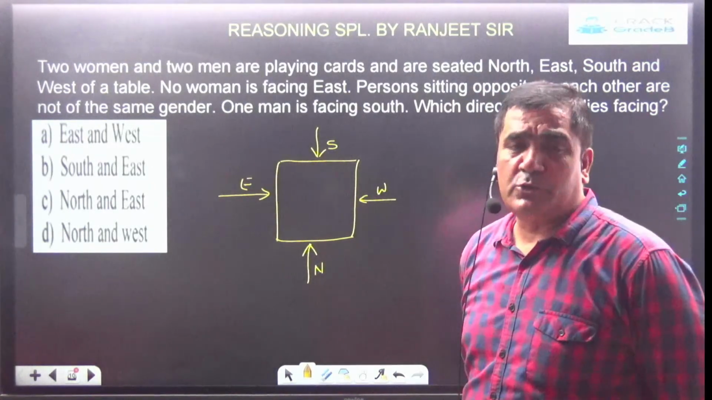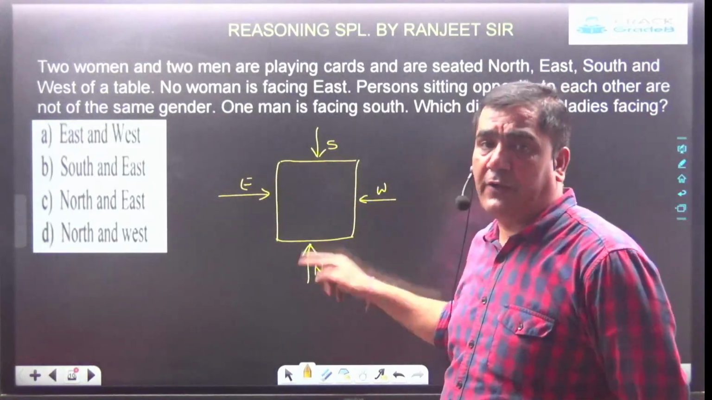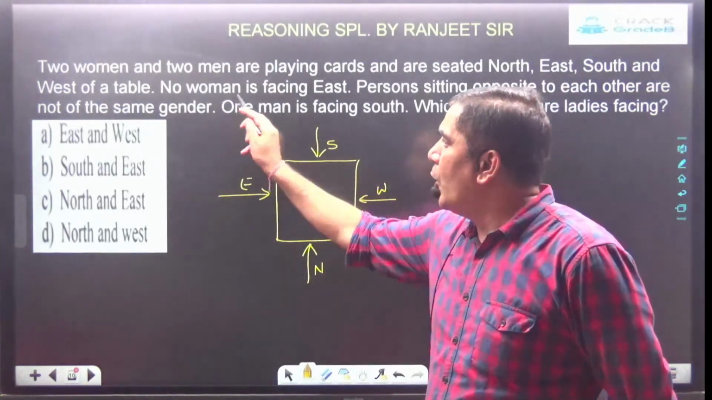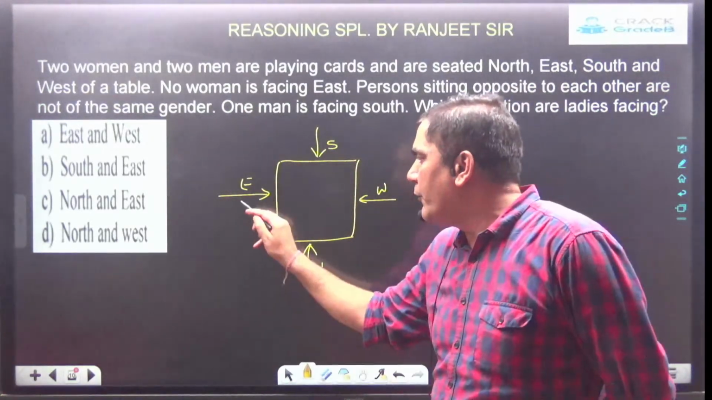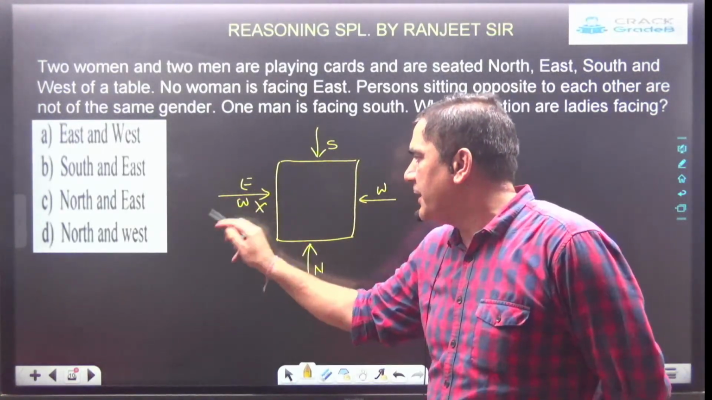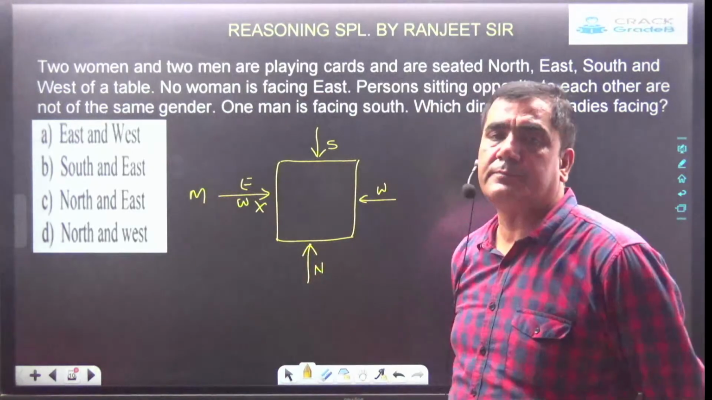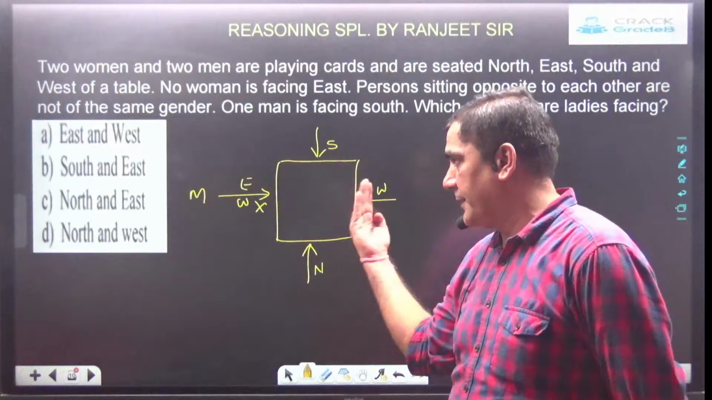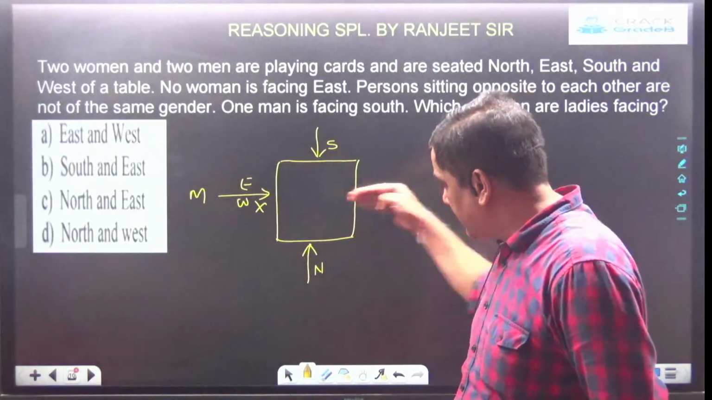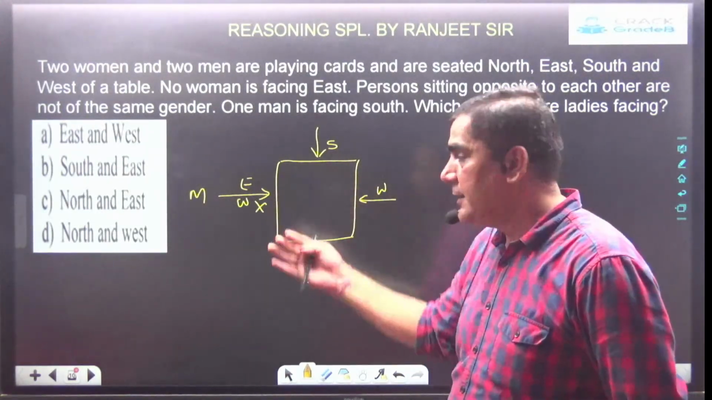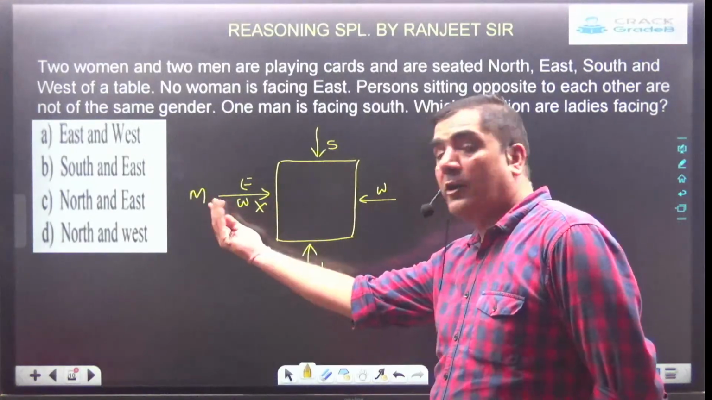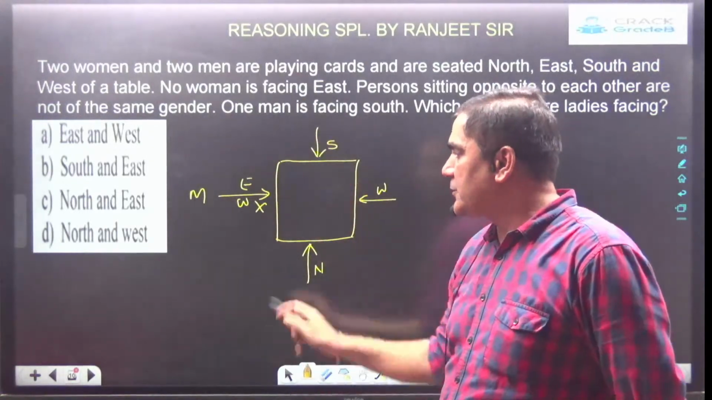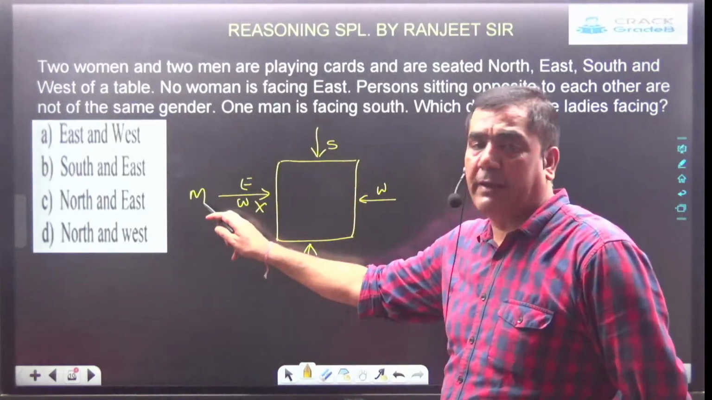Okay, so my job is to find out where the 2 men are sitting and where the 2 women are sitting. Now you are saying, no woman is facing east. So east, no woman can be over here. Means what? This place must be occupied by 1 man. East cannot be this one because this person is facing towards west. Facing means what? The arrow should be on the right side. So women cannot come over here. So it must be men.